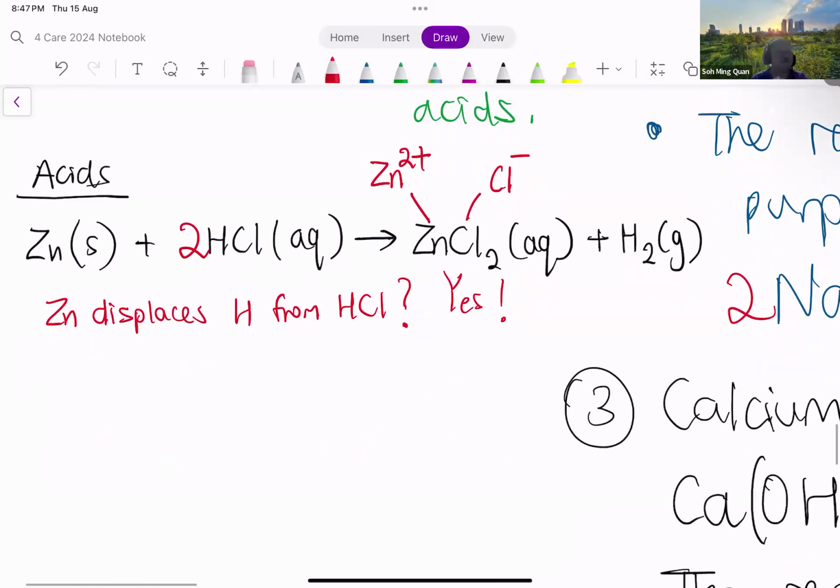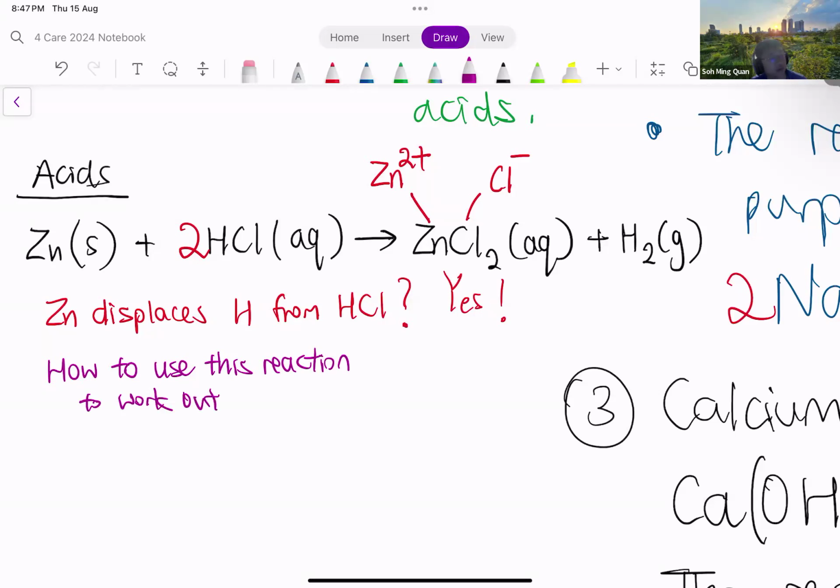Next, for acid plus metal reactions, how can you use this reaction to work out how reactive the metal is? So this is about planning experiments. How to use this reaction to work out reactivity.